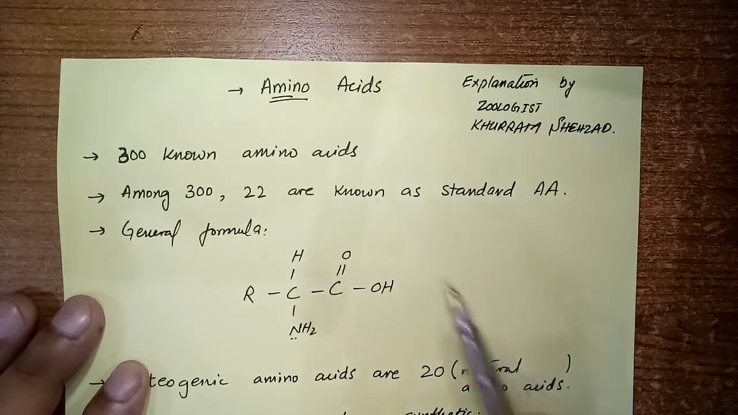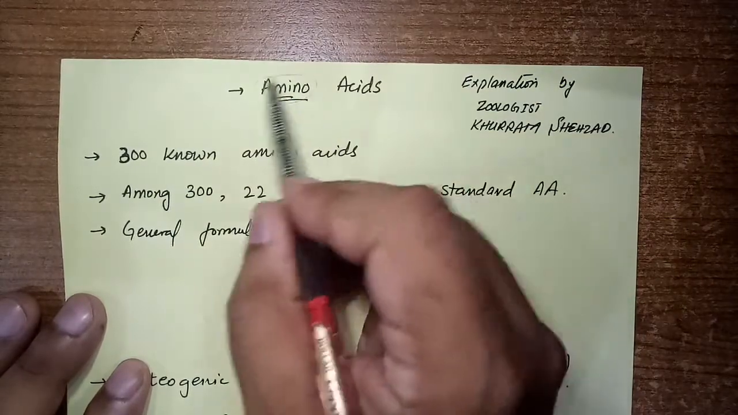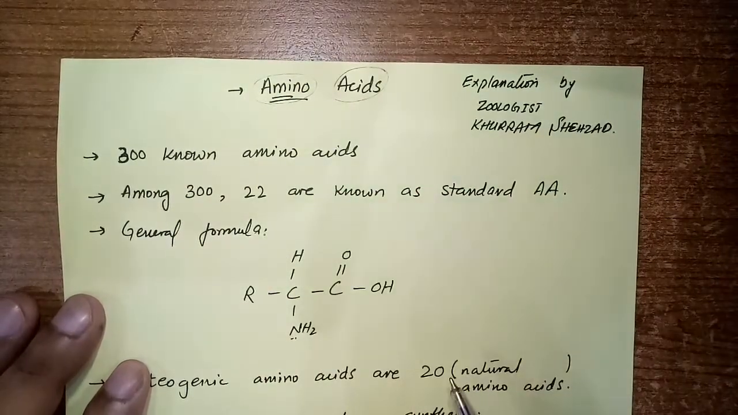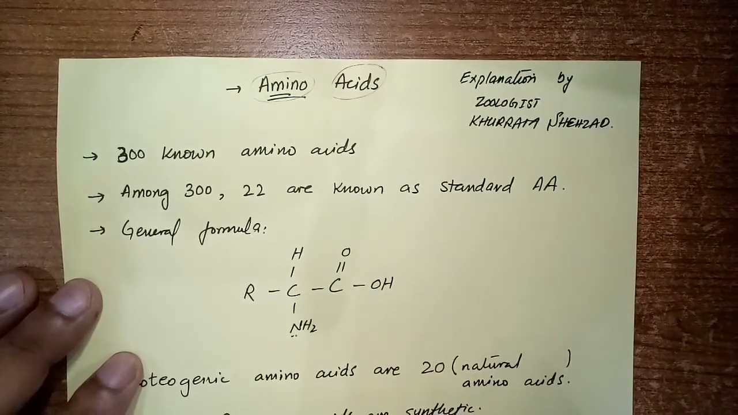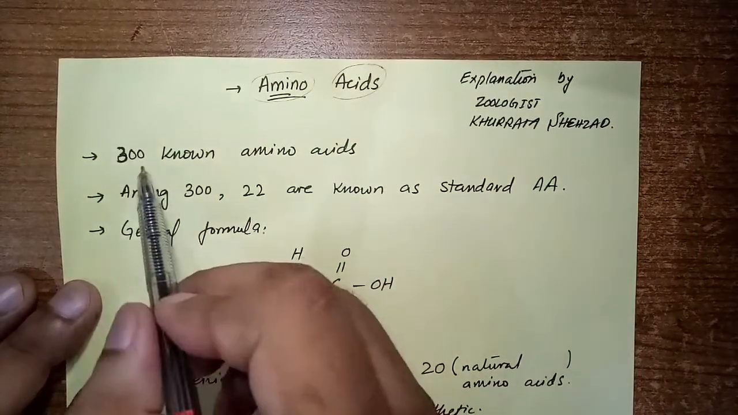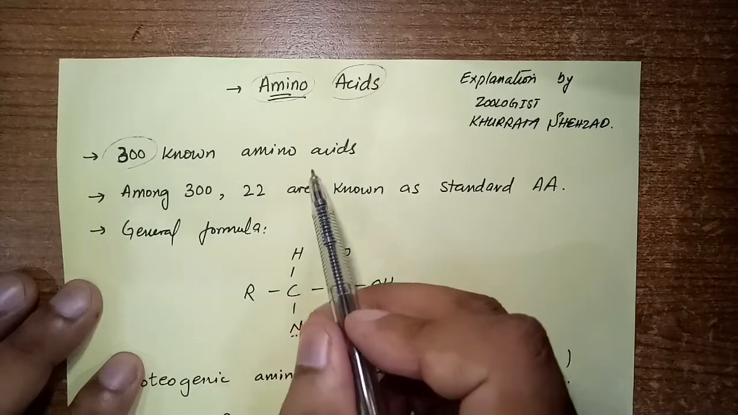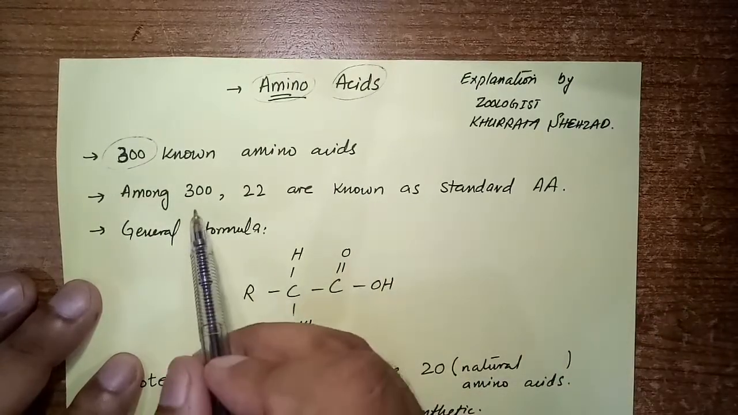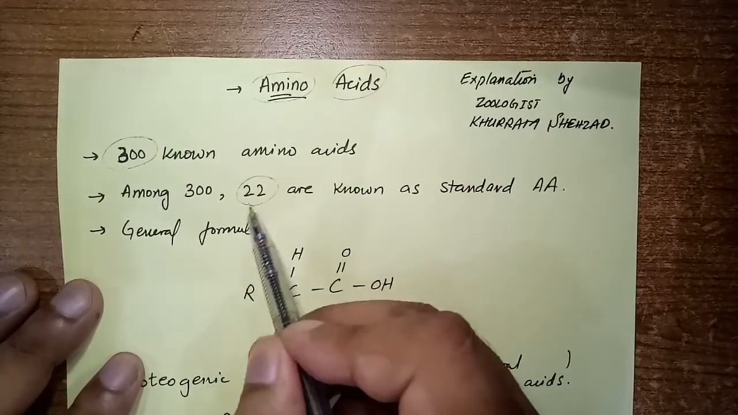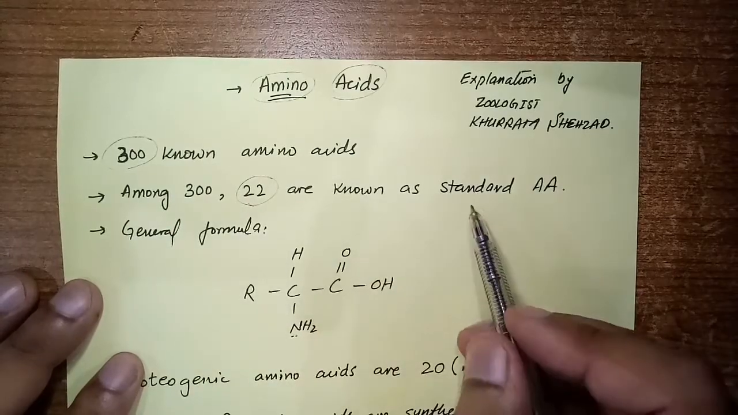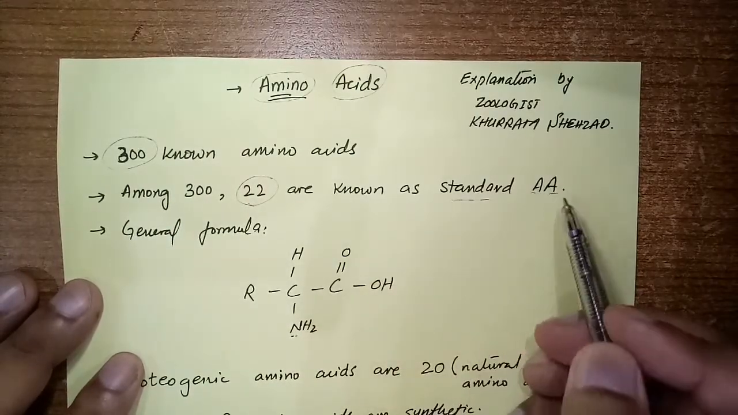Students, in my today's lecture, I'm gonna let you know about amino acids, right? And what amino acids you know till today's date, there are basically 300 non-standard amino acids, and among these 300 amino acids, just 22 are called standard amino acids.